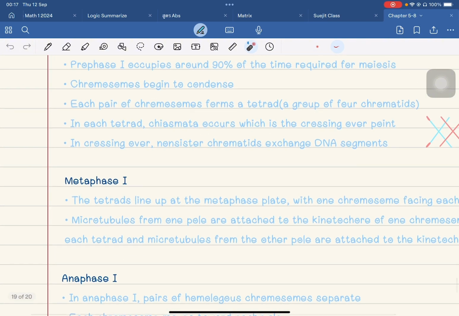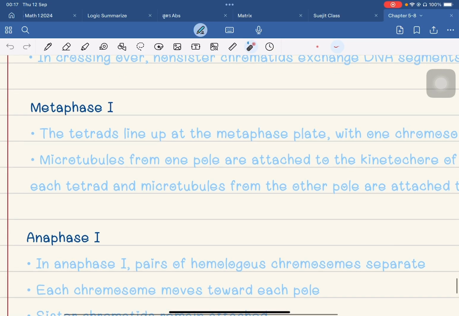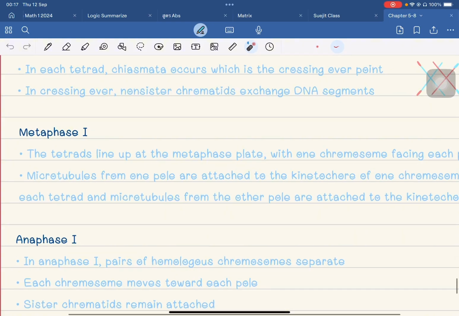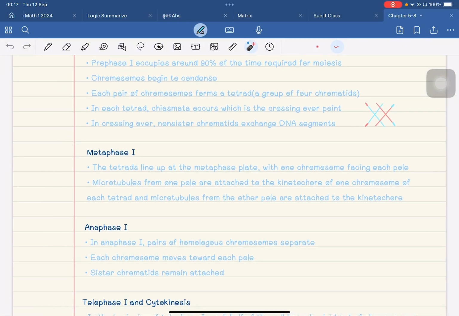The next stage is metaphase 1. In metaphase 1, the tetrads line up at the metaphase plate with one chromosome facing each pole, and the microtubules from each pole are attaching to the kinetochores of one chromosome of each tetrad.